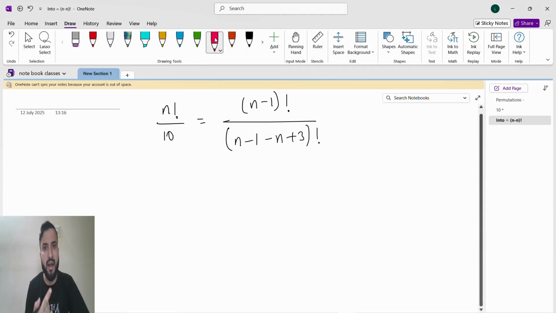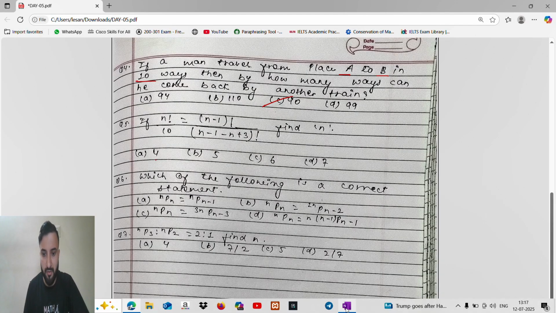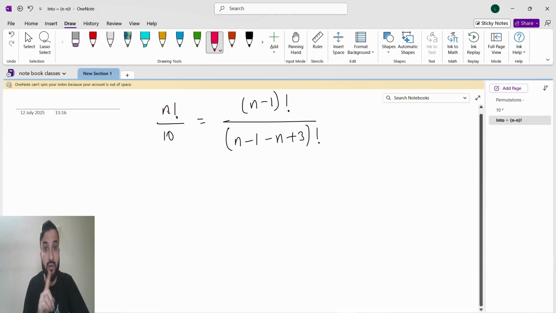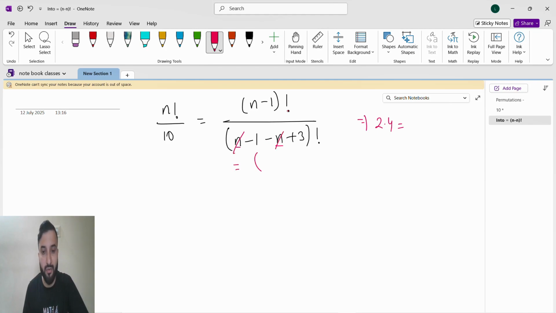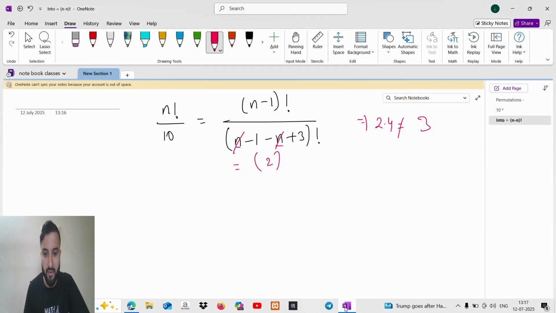You have two methods. First, the trial and error method: substitute, suppose first is 4, so substitute 4 here. The 4 factorial is what? 4 × 3 is 12, 12 × 2 is 24. 24 divided by 10, you will get 2.4. So now you have to solve this and check whether you are getting 2.4 or not. But see here, this is plus n minus n, it will get cancelled. So in the denominator, the numerator will remain (n minus 1) factorial, and the denominator is minus 1 plus 3, which means 2. So it will be (n minus 1) factorial by 2. So n is 4. 4 minus 1 is 3. 3 factorial is 6. 6 by 2 is 3. No. So option A will not satisfy.